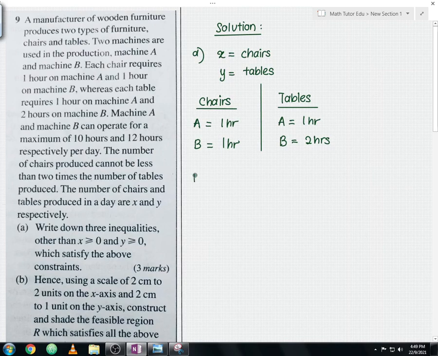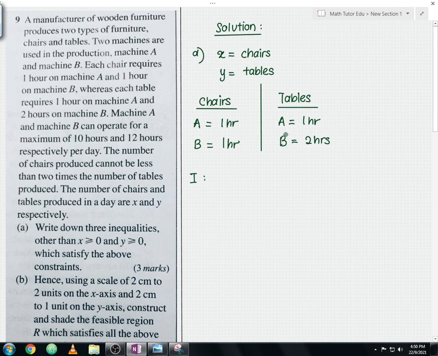Okay, so this is our constraint 1. What we're going to do is start to calculate for machine A first. Machine A for chairs is actually 1 hour and for tables is actually 1 hour as well.